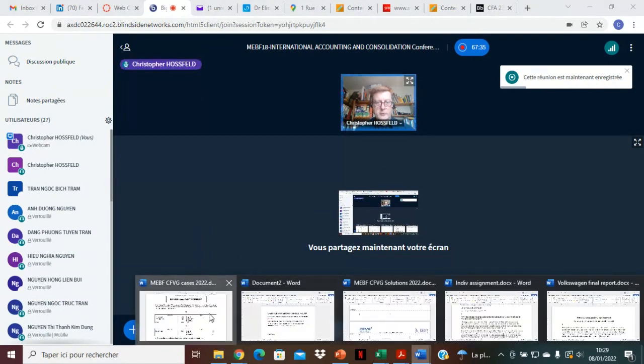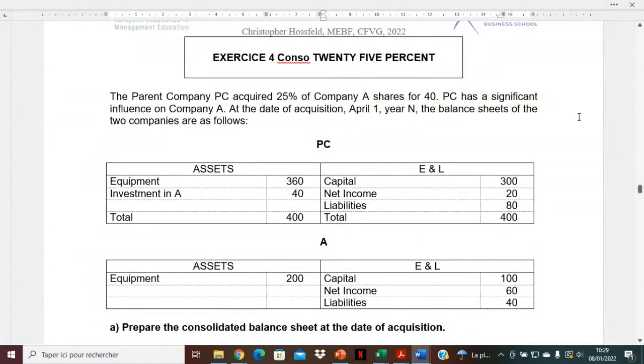So you were supposed to work on exercise number 4, where the parent company acquired 25% of company A for 40. And that means we have a significant influence, and we have the two balance sheets of the two companies. So we see that the equity of company A at the date of acquisition is 160. We buy 25% of this. 25% of 160 is 40.